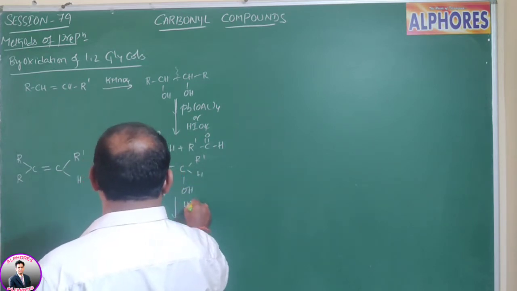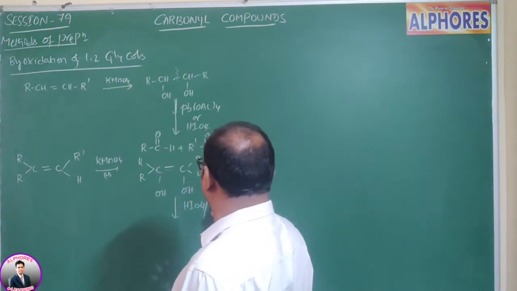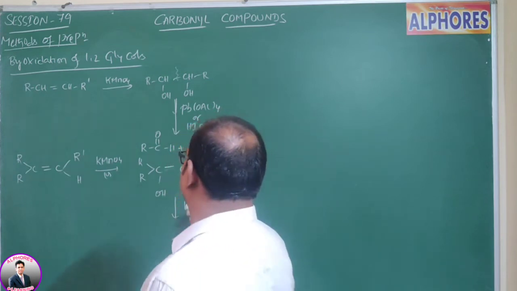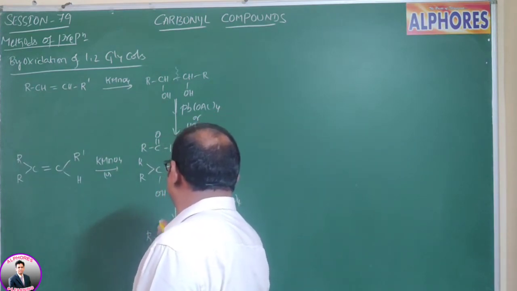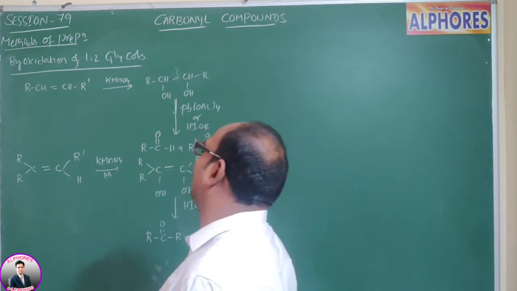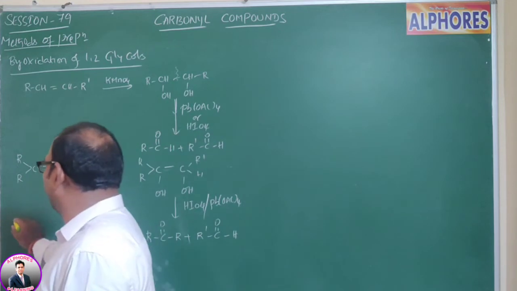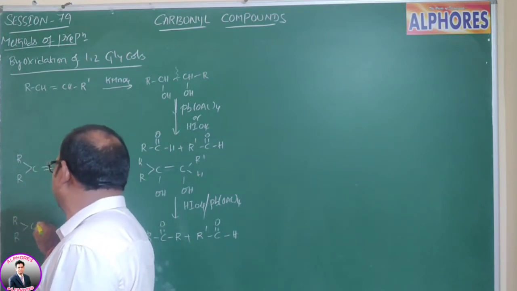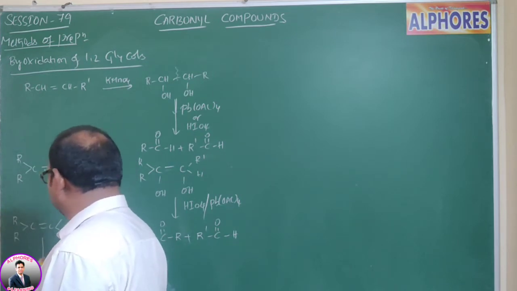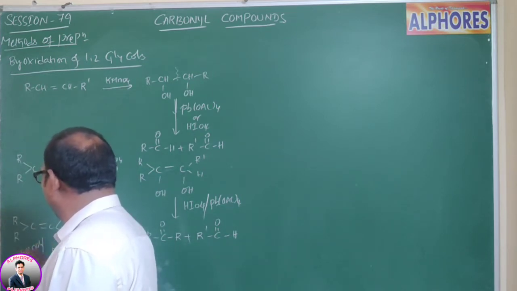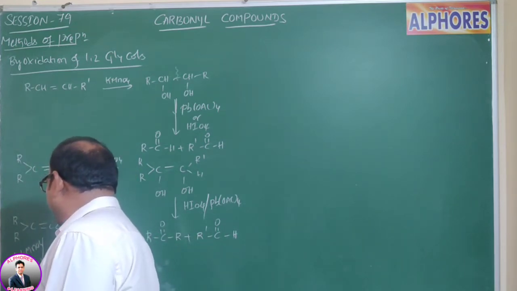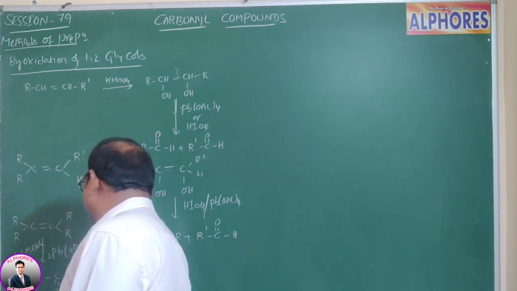These vicinal diols upon further oxidation with HIO4 or lead tetraacetate. Previously we discussed lead tetraacetate oxidation, and once again I am not going to discuss it here. R C double bond O R plus R dash C double bond O H. So we are getting one aldehyde, another one is ketone. If both the double bond carbon atoms are substituted with alkyl groups, in such a case we are getting only ketone as product. So first KMnO4 and followed by lead tetraacetate, second reagent, then we are getting R C double bond O R as product.